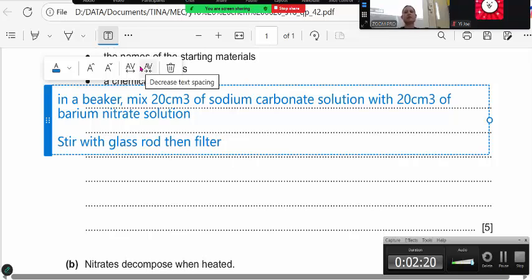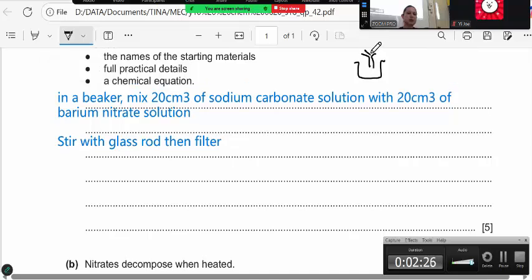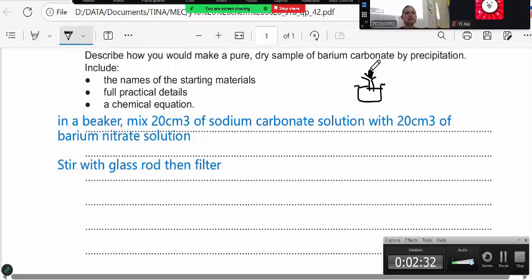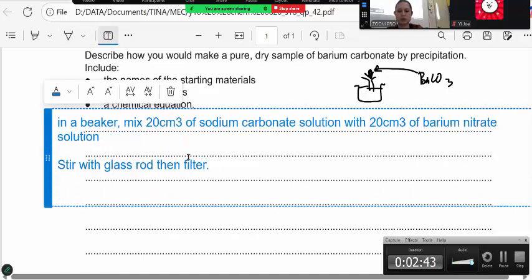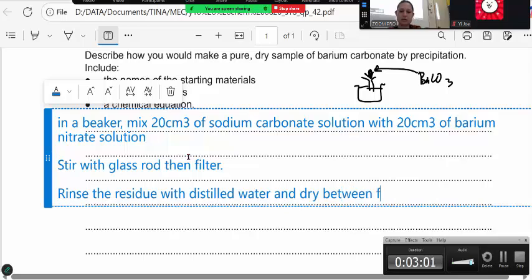Now after you filter, your insoluble salt will be who? The filtrate or the residue? You mix together, you filter. This would be the barium carbonate, the solid on top. What is the solid on top called? Residue. So wash or rinse the residue with distilled water and dry between filter paper.